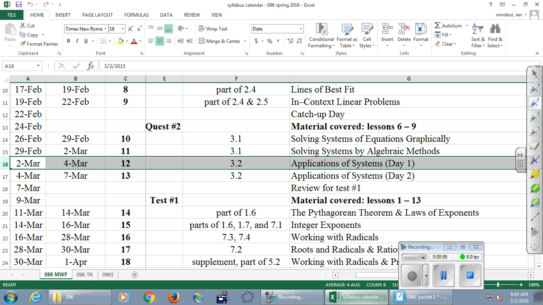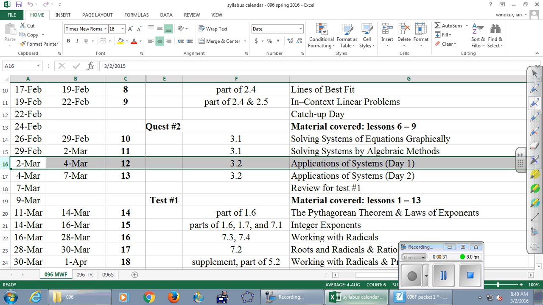Today we cover applications of systems day 1. Applications just means word problems. So everything we do today is going to be word problems, and there's going to be 2 pieces to these problems. One is to set up the word problems into equations, and once we do that, we'll have 2 equations with 2 unknowns, and then we'll use the techniques from last class, either substitution or the elimination method. All right, those are our 2 steps. Set up the equations, then solve them using our previous techniques.